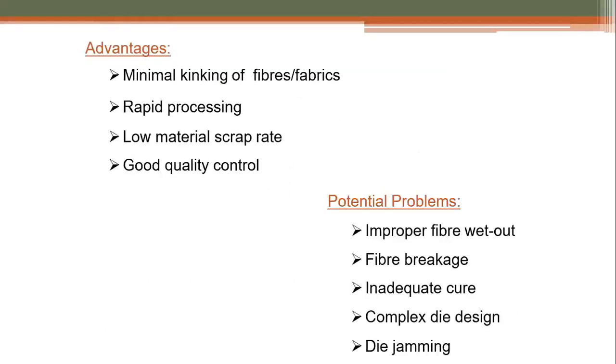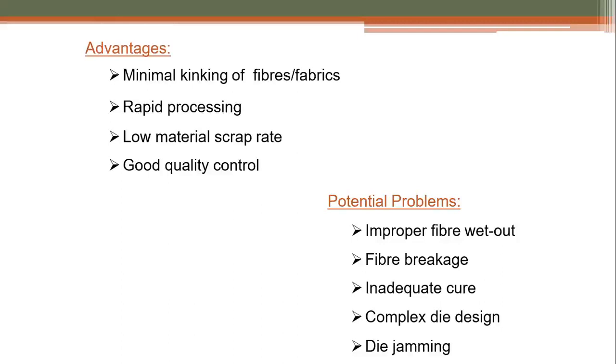Minimal kinking of fibers or fabrics. The other advantage of the pultrusion method is minimal kinking of fibers or fabrics, and rapid processing is one of the advantages, and low material scrap rate and good quality control. Good quality control of the materials has also been a good advantage.